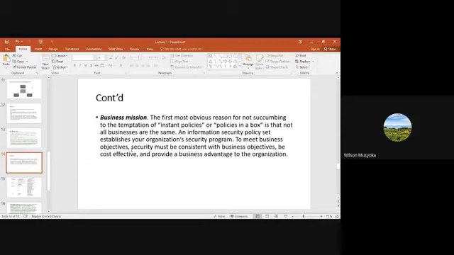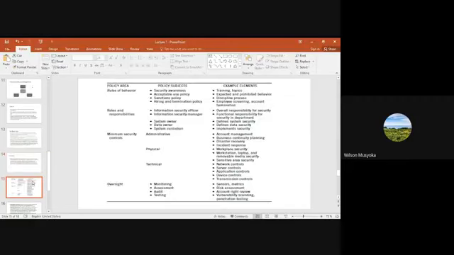So to meet business objectives, security must be consistent with business objectives. It should be cost effective and provide business advantage to the organization. And here are examples of the different policies, like rules of behavior. These are things we shall be looking at. And when we are looking at these rules of behavior, we want to understand security awareness: are your employees aware of these security policies? Then acceptable use policies, or how should these security implementations be used?